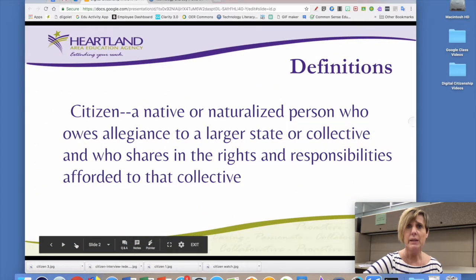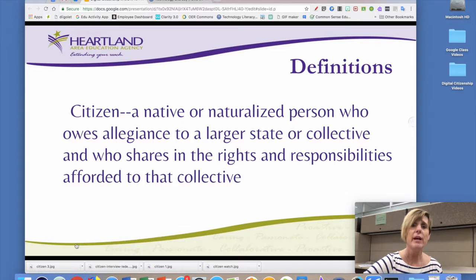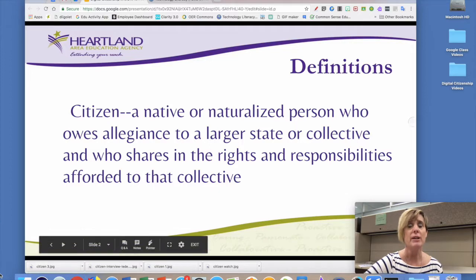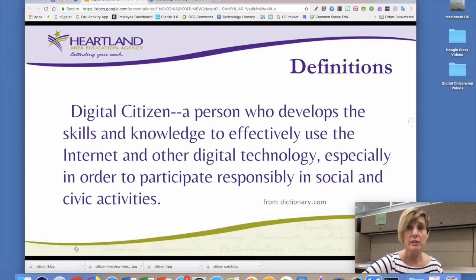To begin, a citizen is defined in the dictionary as a native or naturalized person who owes allegiance to a larger state or collective and who shares in the rights and responsibilities afforded to that collective. That's probably what you envisioned on that very beginning video when I asked you, what do you see when you think of citizen? And I showed you a couple pictures that matched. So let's move on. What is a digital citizen?